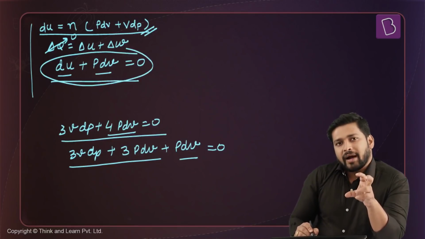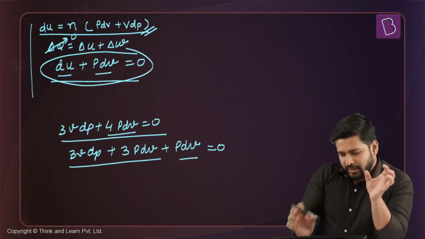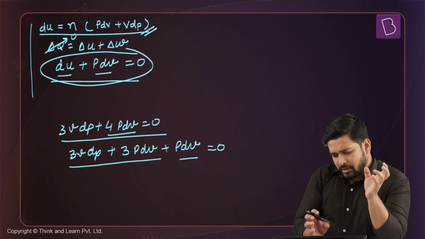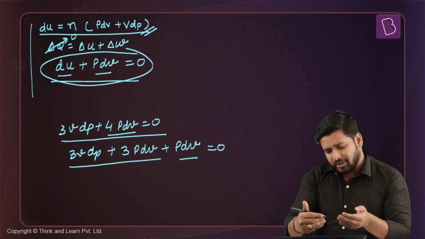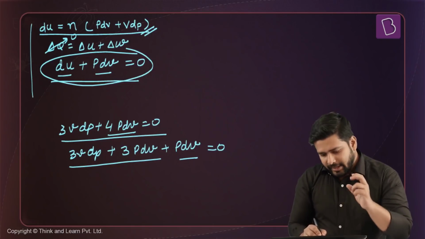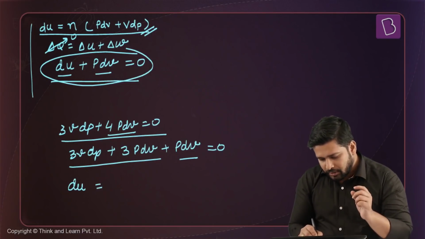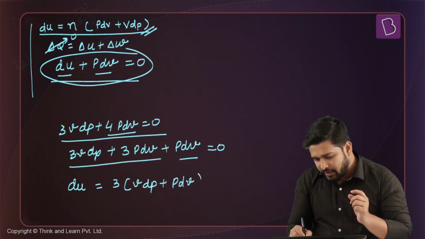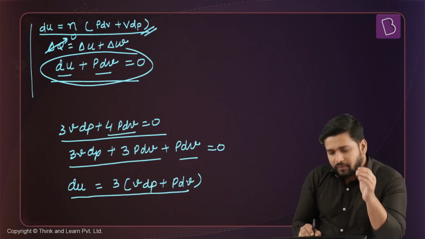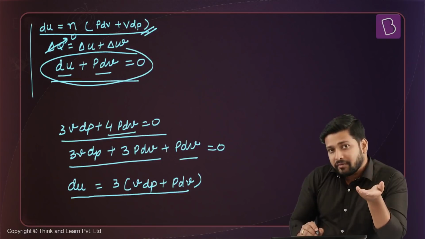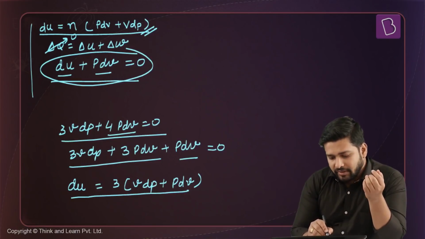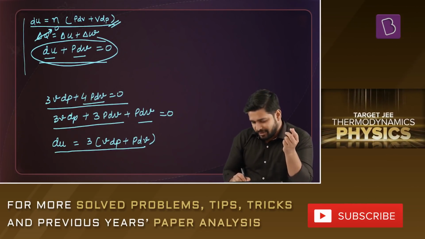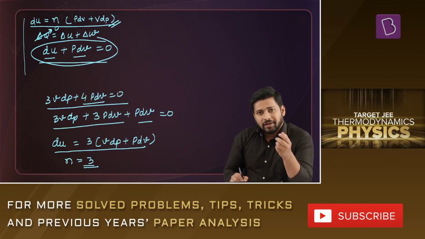Which means if I'm adding PdV to a certain expression, then in case of an adiabatic process that expression becomes equal to the change in internal energy, and I can say that with comparison, right? You're comparing these two equations basically. So I can write dU equals 3 times of VdP plus PdV, right? Now we have got an expression of dU for this particular process. We had been given dU in the question as n times of PdV plus VdP. So if you compare both of them, what's the value of n? It's pretty simple. n is equal to 3, and that's my answer.